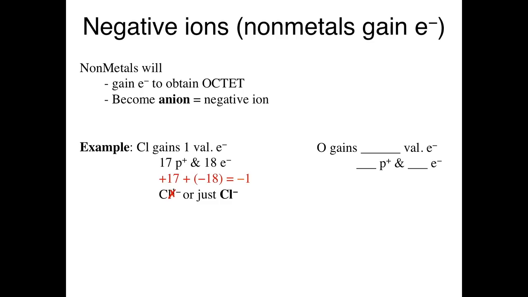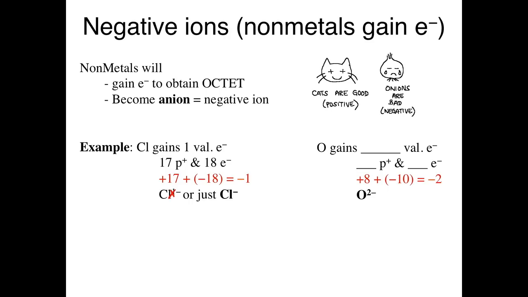Oxygen starts with 8 protons and 8 electrons, and if it gains 2 more electrons, it will now have 10 electrons. Mathematically, that's 8 positives and 10 negatives. So 8 plus -10 is -2. So the symbol for the anion of oxygen is O2-.